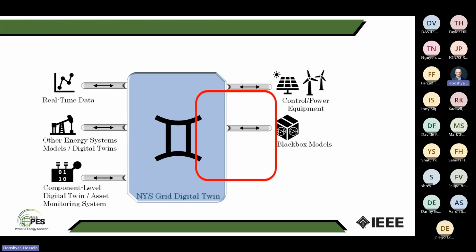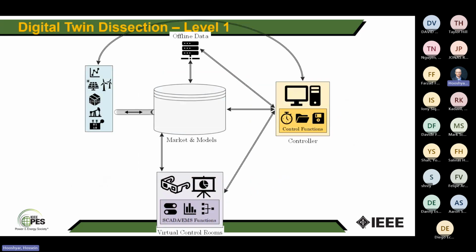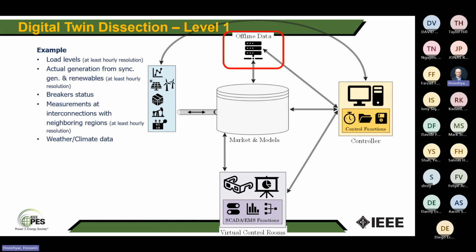Now, if we go 1 level down, this is going to be level 1, this section. On the left side, basically, these are all the inputs and outputs to the digital twin that I've already mentioned. But this digital twin will have an offline database that will basically have all the information that we receive in real time, but recorded for the past time as recorded data, and also forecasted data for future time.